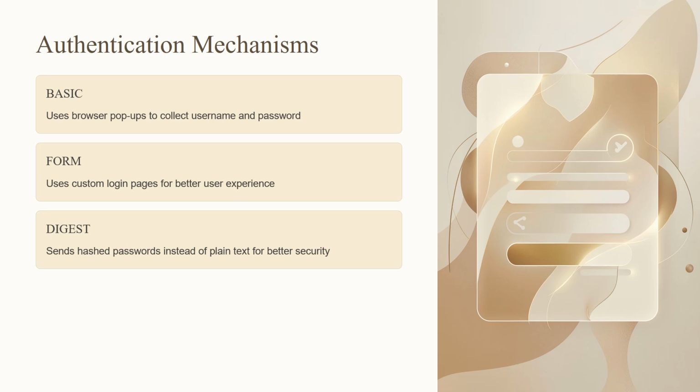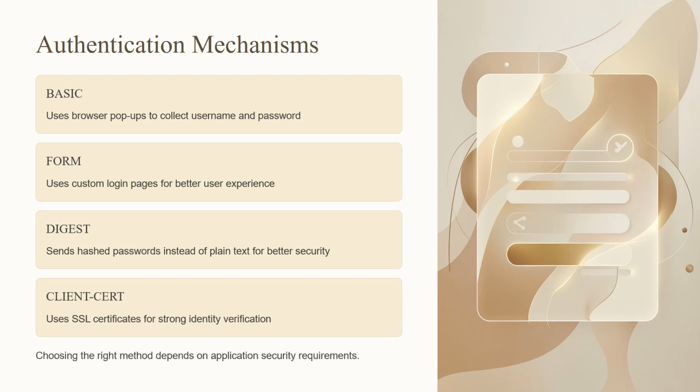Digest authentication improves security by sending hashed passwords instead of plain text. This makes it more secure than basic, although it is less commonly used today. Finally, client-side authentication uses SSL certificates to verify the user's identity. This is a very strong and secure method, often used in high security environments. Choosing the right authentication mechanism depends on the security requirements, user experience, and sensitivity of the application.